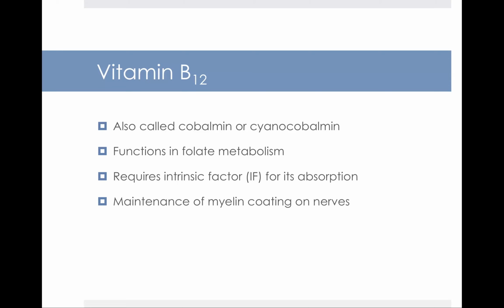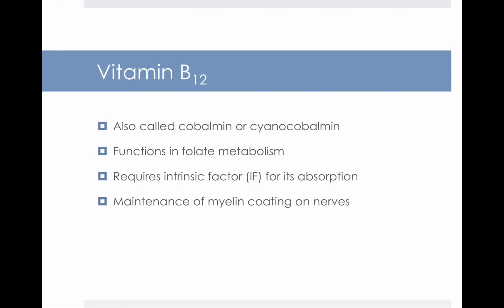The next B vitamin we'll look at is vitamin B12. It's also called cobalamin or cyanocobalamin. B12 plays a role in folate metabolism. So B12 and folate, they work together. B12 is unique because it requires something called intrinsic factor for its absorption. Intrinsic factor is something that's made by the cells of your stomach.